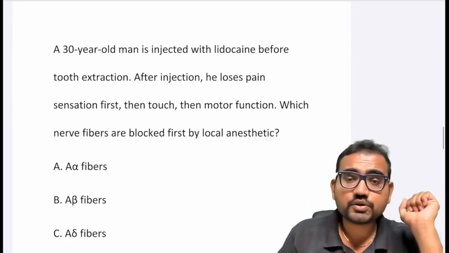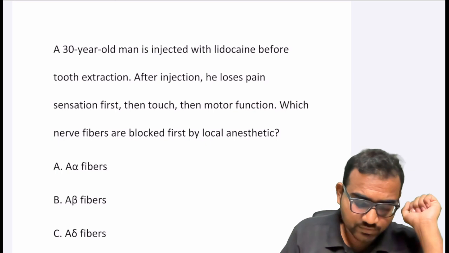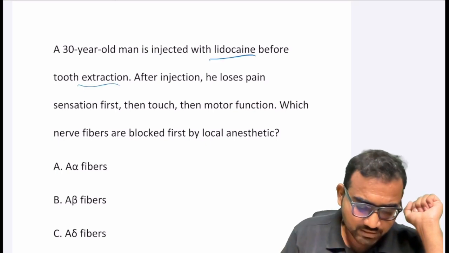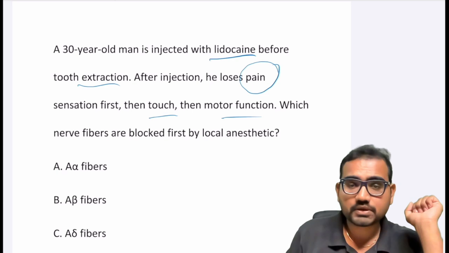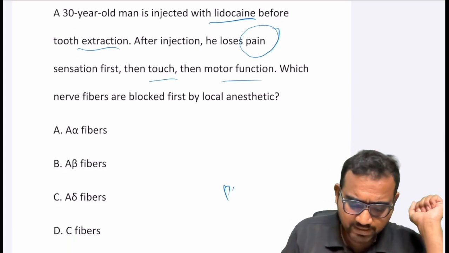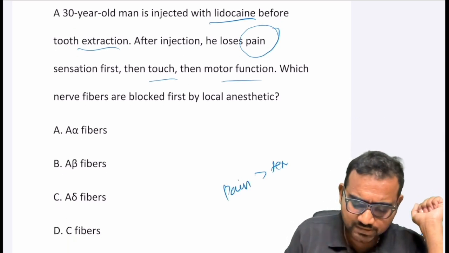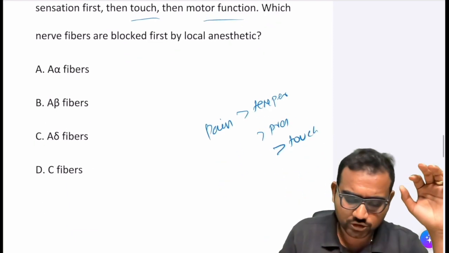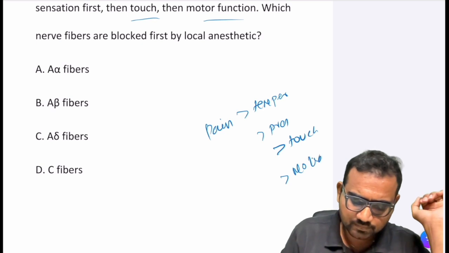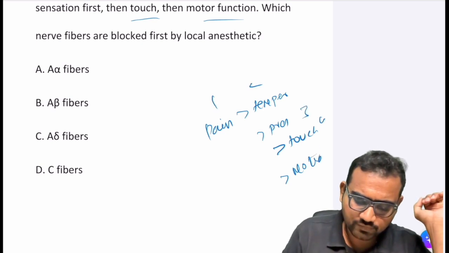Moving on to the next MCQ, a 30-year-old man is injected with lidocaine before extraction and he loses pain, then touch, and then the motor. So what is the order? We all know: pain, temperature, pressure, touch. So this is how the order goes on, and then the motor. So 1, 2, 3, 4, 5.